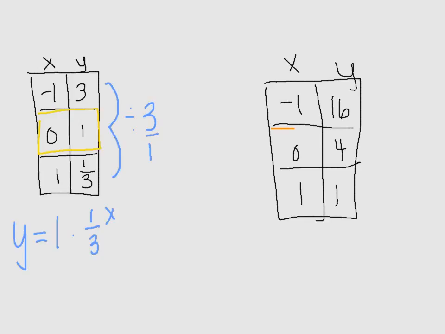Looking at the second one, my y-intercept is going to be 4. So y equals 4 times, I go from 16 to 4 to 1. So I am dividing by 4. Remember, I need to be timesing, so instead of dividing by 4 over 1, I'm timesing by 1 over 4 to the x.